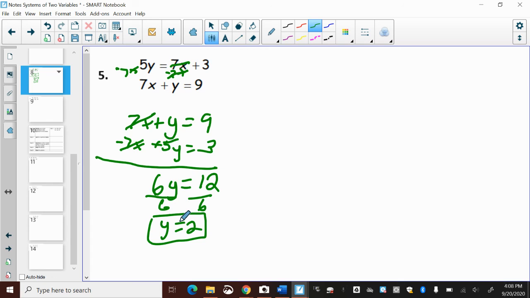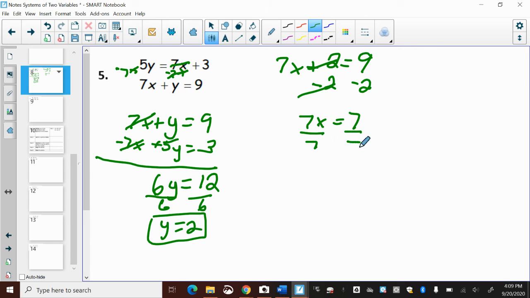I'm going to pick one of these two equations to solve for the x. I'm going to use the second one. It looks a little bit easier to work with. So I'm looking for x. I'm going to substitute this 2 in for our y. It's equal to 9. Subtracting 2, and I get 7x is equal to 7. Dividing each side through by 7, and we get x is equal to 1.